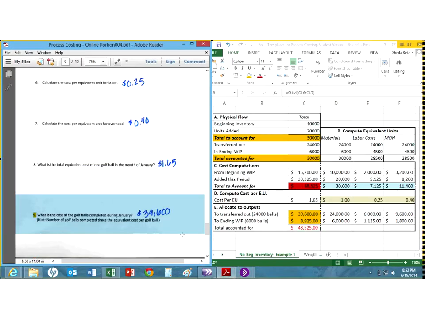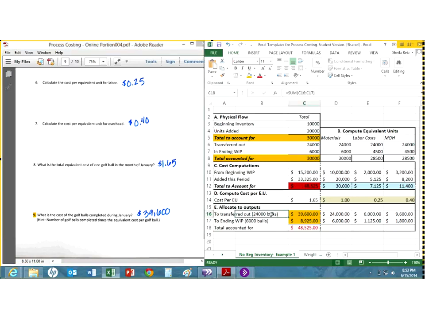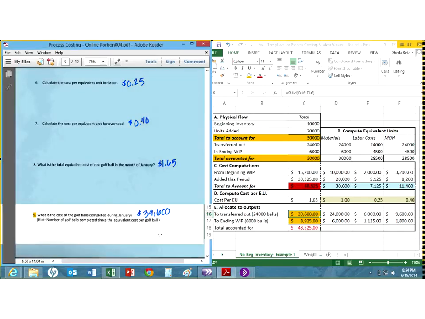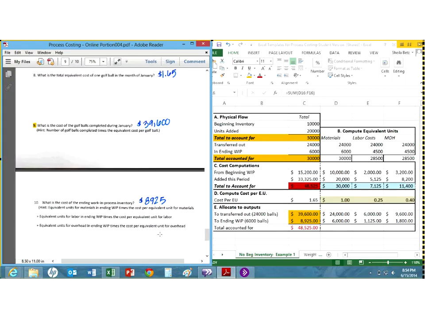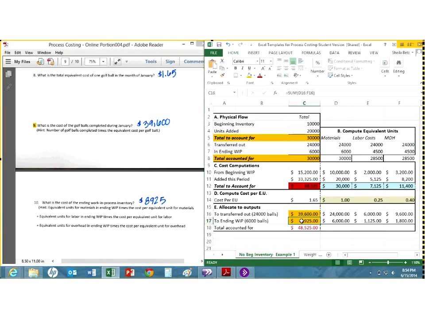Question 9 asks, what is the cost of the golf balls completed during January? Those 24,000 golf balls that we completed cost $39,600. It's not only important to be able to complete the table, but to know what numbers the table is telling you. Then question 10, what is the cost of ending work in process inventory? Those 6,000 golf balls have $8,925. So this wraps up this section of the lecture.